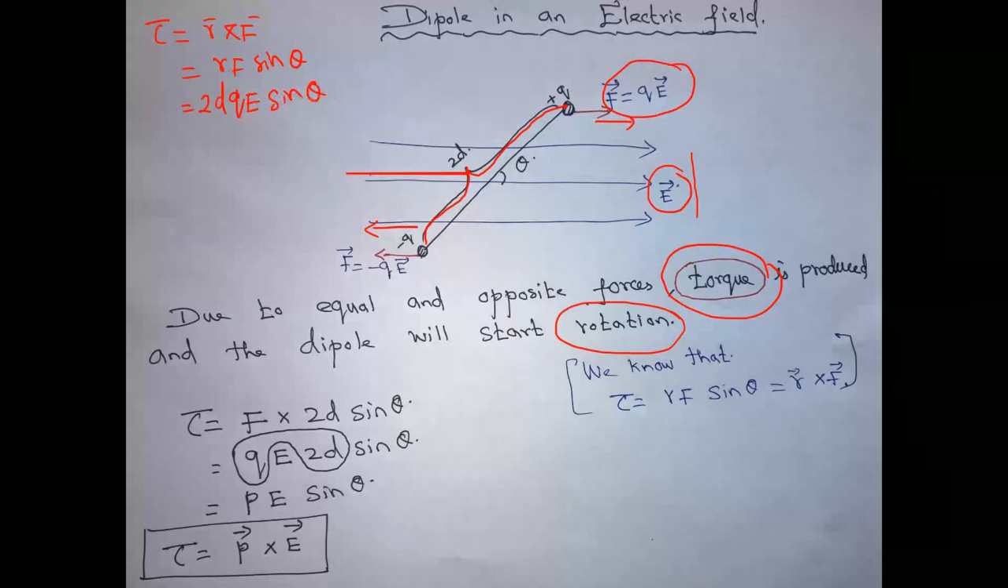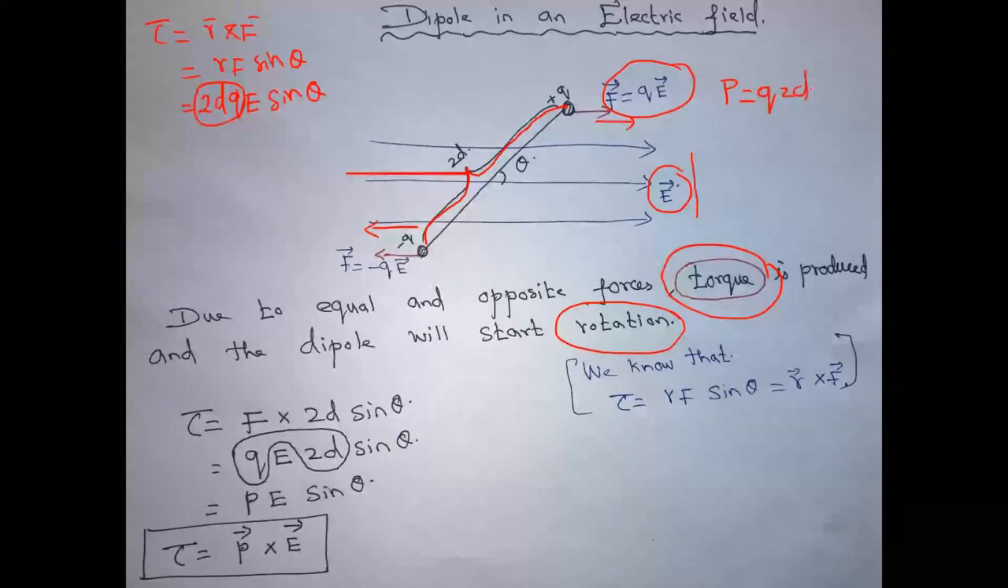Now I am going to ask another question. What is this Q multiplied by 2d? The Q multiplied by 2d is nothing but my electric dipole moment. Am I right? This is the dipole moment. Q multiplied by 2d is the dipole moment.